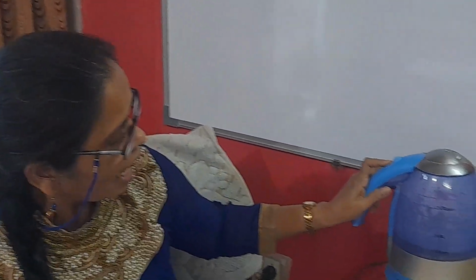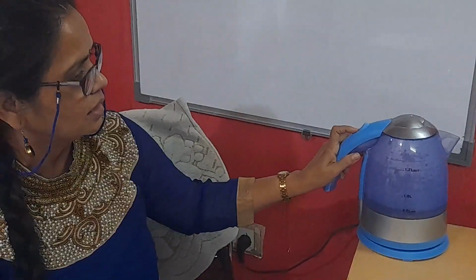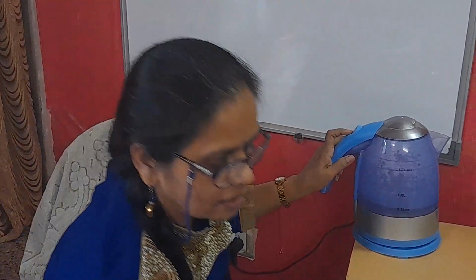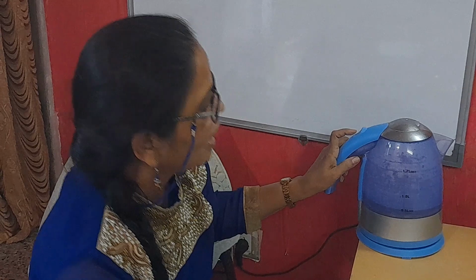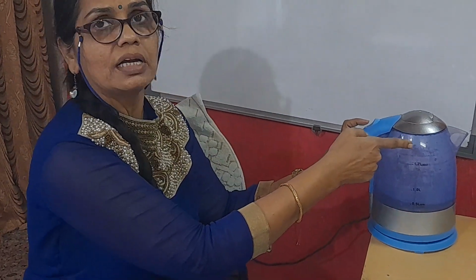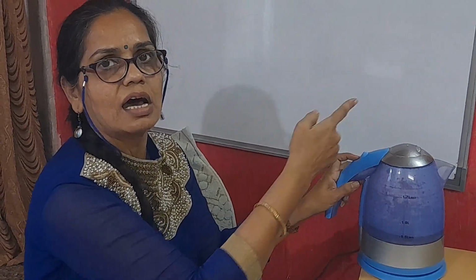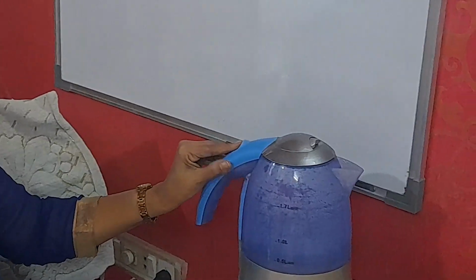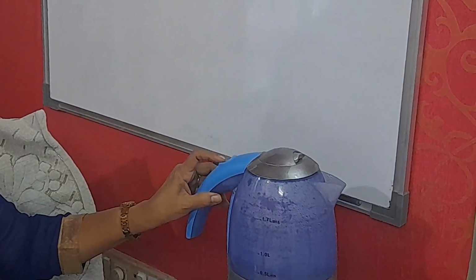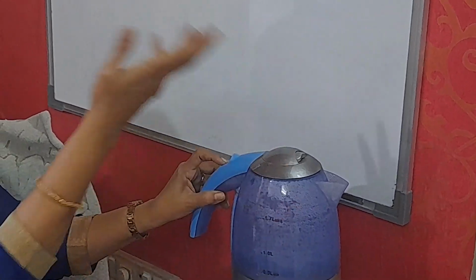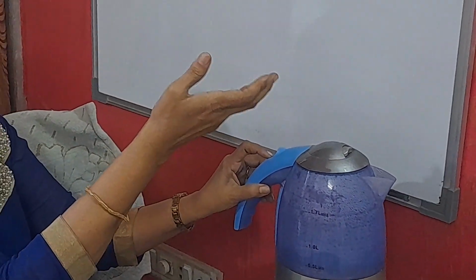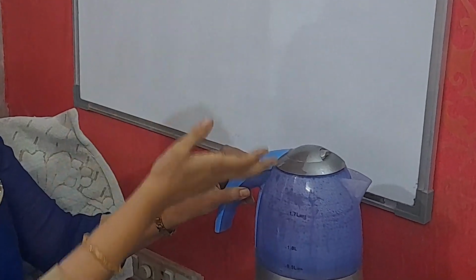Now look here, I have kept the ice pieces in this container, and after some time you will see how the water vapor comes out. Now the ice has started melting, and you can see the water vapor has started coming out. That means it is the gaseous form of matter.